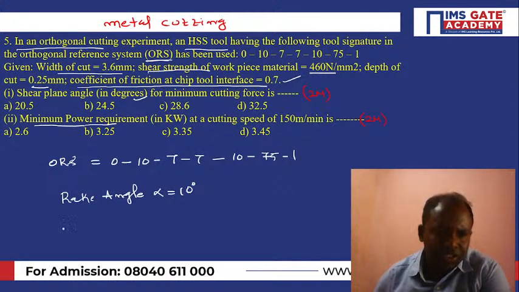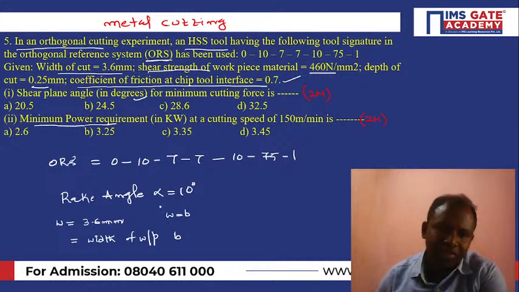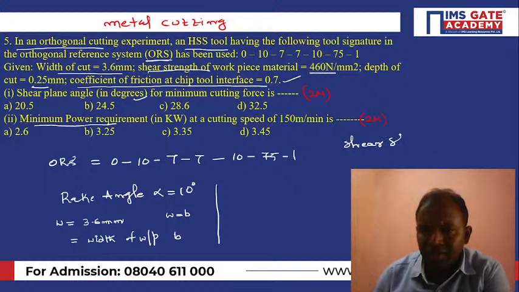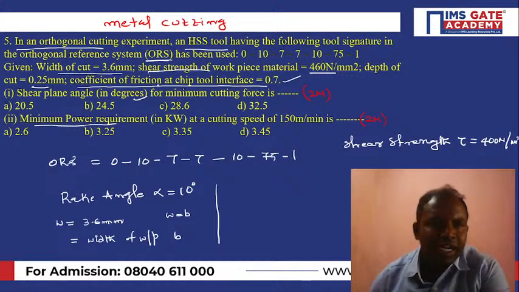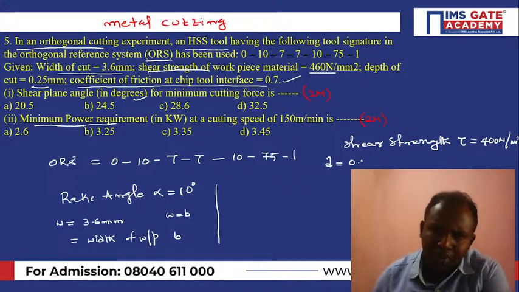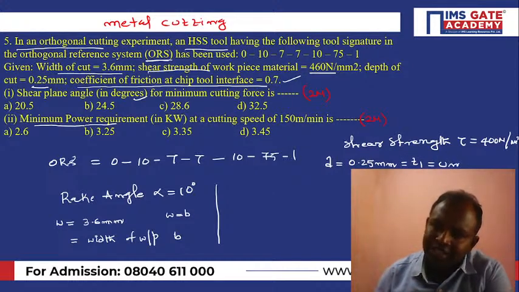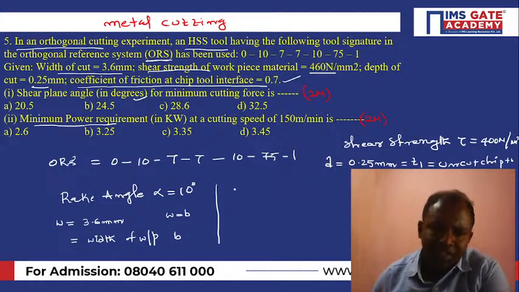Now let us take the width of cut. Width of cut is w, 3.6 mm. Width of cut equals width of workpiece, that is equal to b. Now w equal to b you have to consider. Next, shear strength of material: it is 400 Newton per mm square. All right. Now depth of cut d is 0.25 mm, which we can take as t1. Depth of cut equals uncut chip thickness. Now what is given? Coefficient of friction mu is given, equal to 0.7.